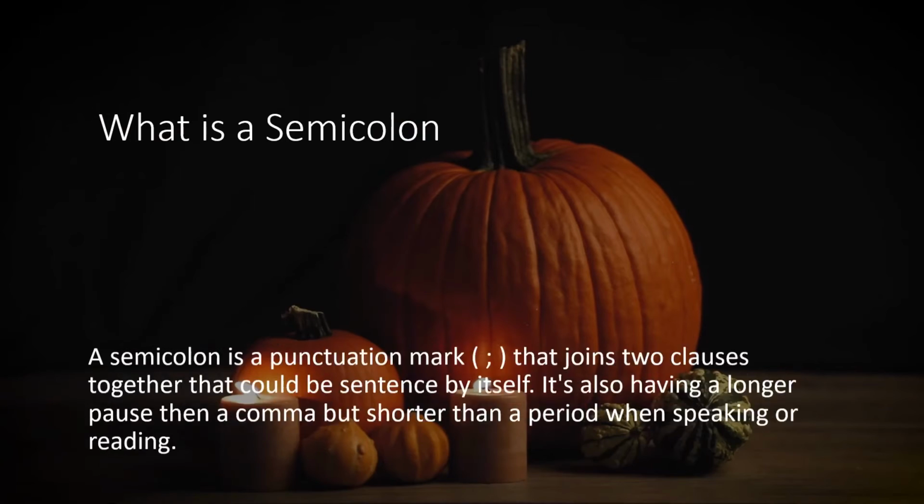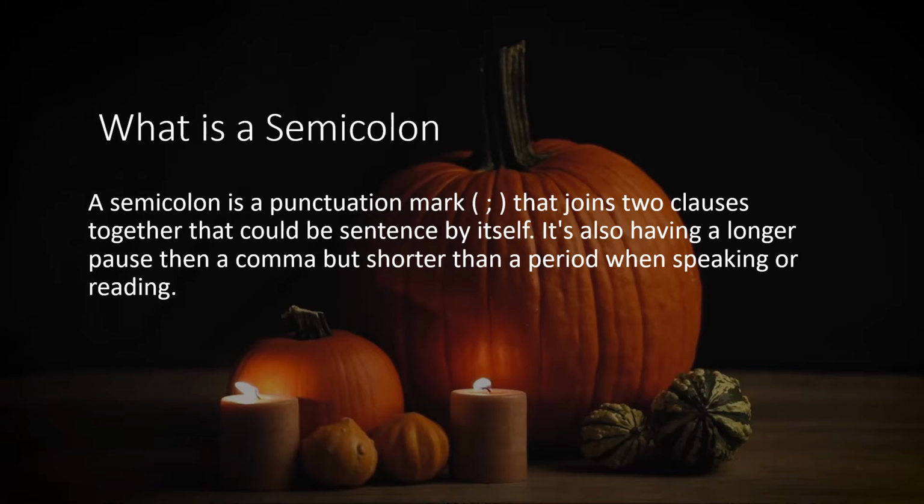What is a semicolon? A semicolon is a punctuation mark that looks like a period and a comma stacked onto each other that joins 2 clauses together that could each be a sentence by itself. It also has a longer pause than a comma, but a shorter pause than a period when speaking or reading it.